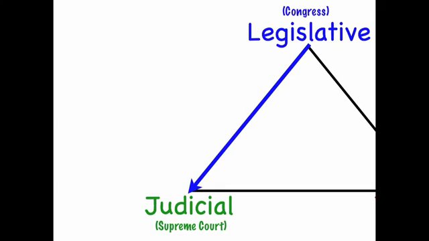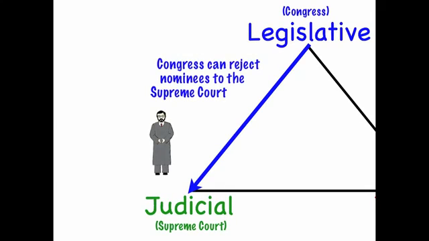Congress has power over the Supreme Court because Congress can reject nominees to the Supreme Court. After the President nominates someone to be a justice, the Senate, which is part of Congress, has the power to approve or reject that nominee.